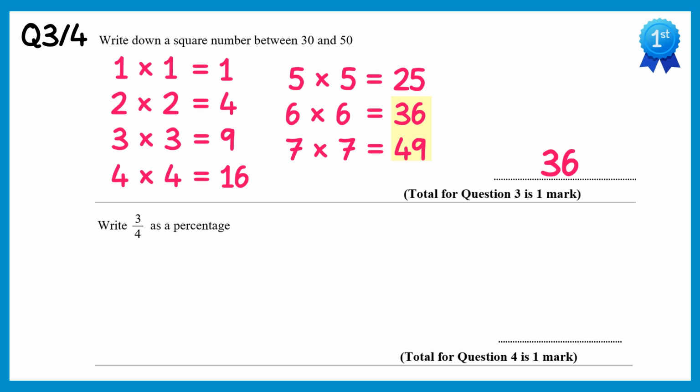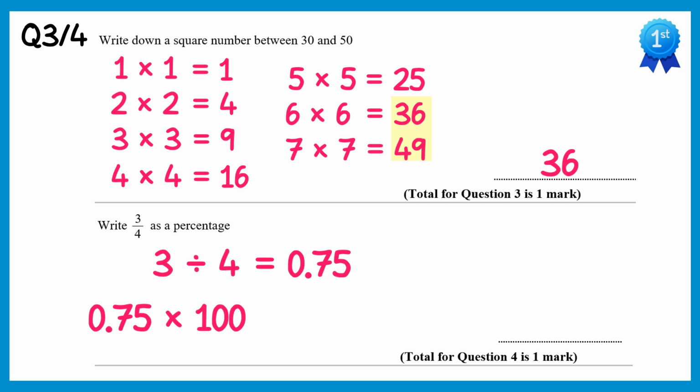For question 4, we need to convert 3/4 to a percentage. I'd first of all turn it into a decimal. You could just type 3/4 as a fraction into your calculator and press the S to D button and that will give it as a decimal, or you could do 3 divided by 4, which will give you 0.75. Now to turn a decimal into a percentage you multiply it by 100, so 0.75 times 100 is 75, so the answer is 75%.